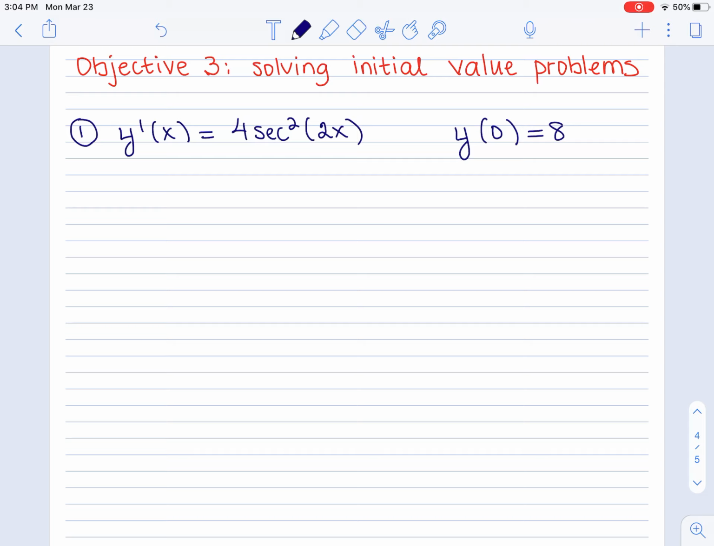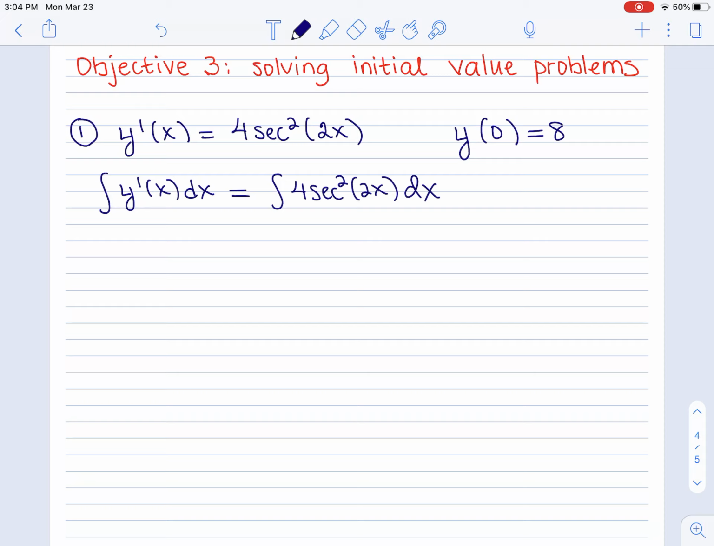We have the derivative of an unknown function, y prime, is 4 secant squared 2x, and we have a condition that y of 0 is equal to 8. We have done something very similar to this at the end of Calculus 1, so this problem is not too difficult to solve. All we have to do is integrate y prime of x dx and find that constant c. So we're integrating 4 secant squared 2x.